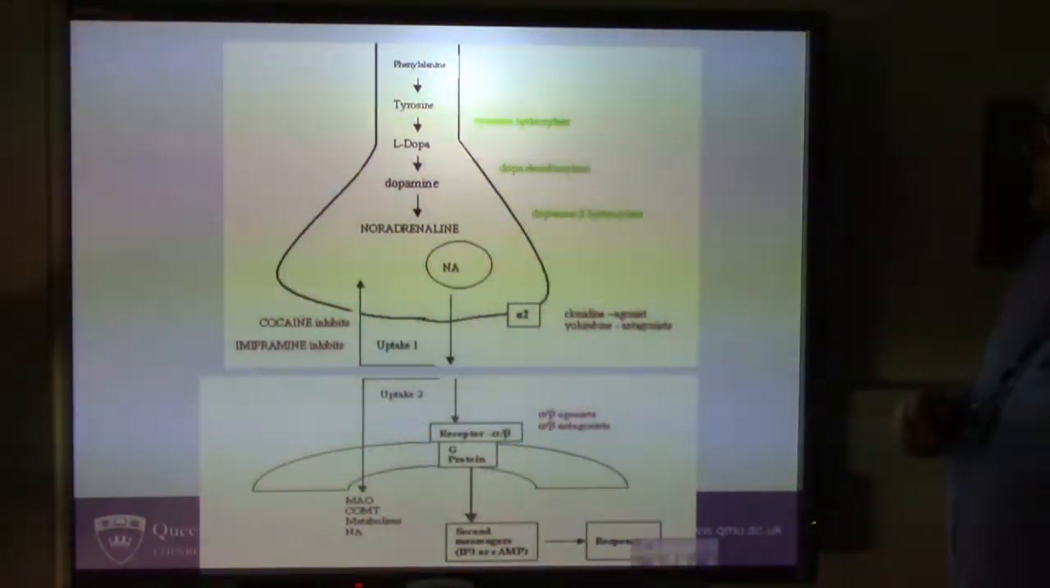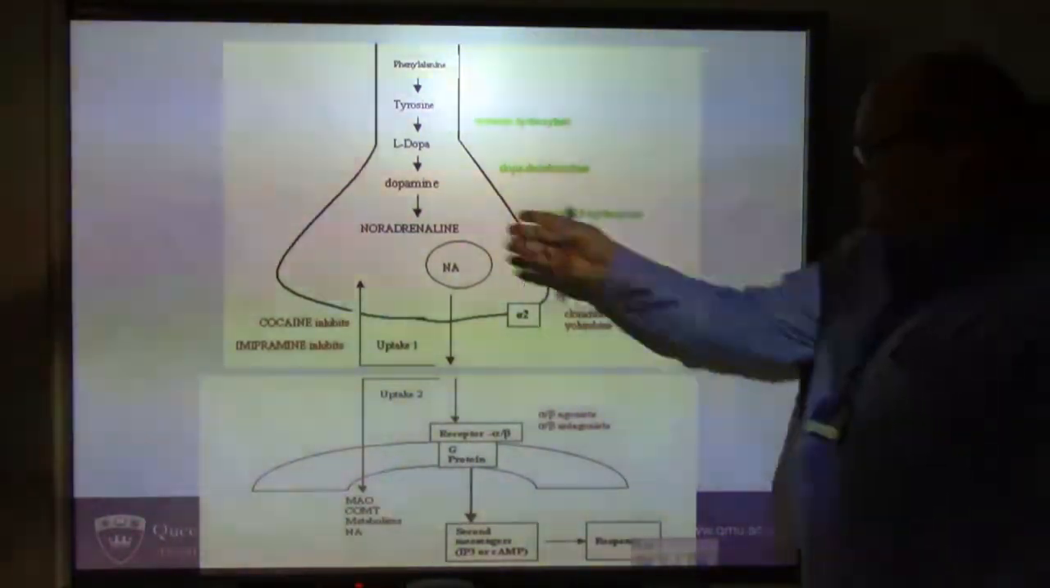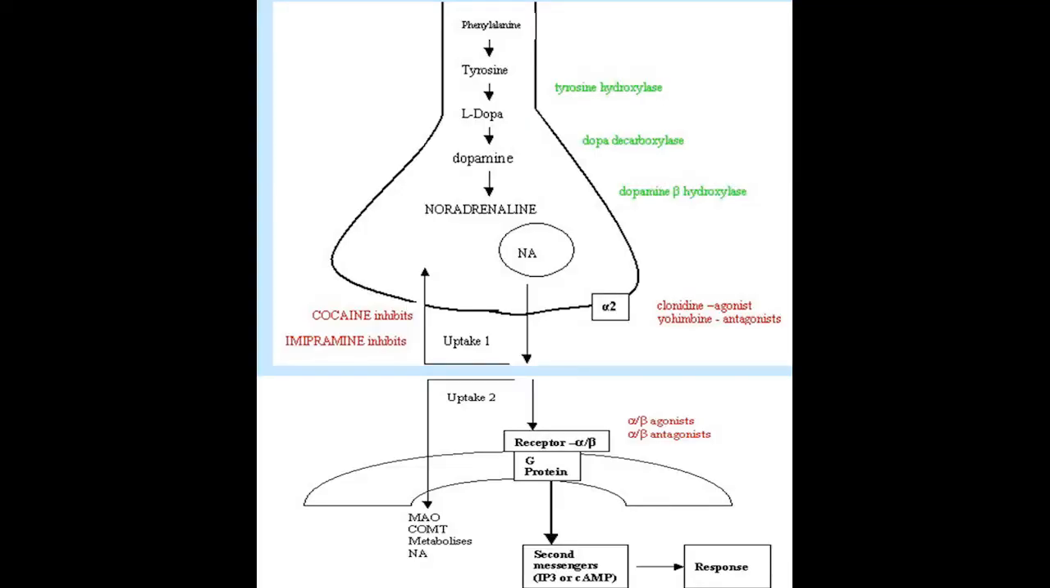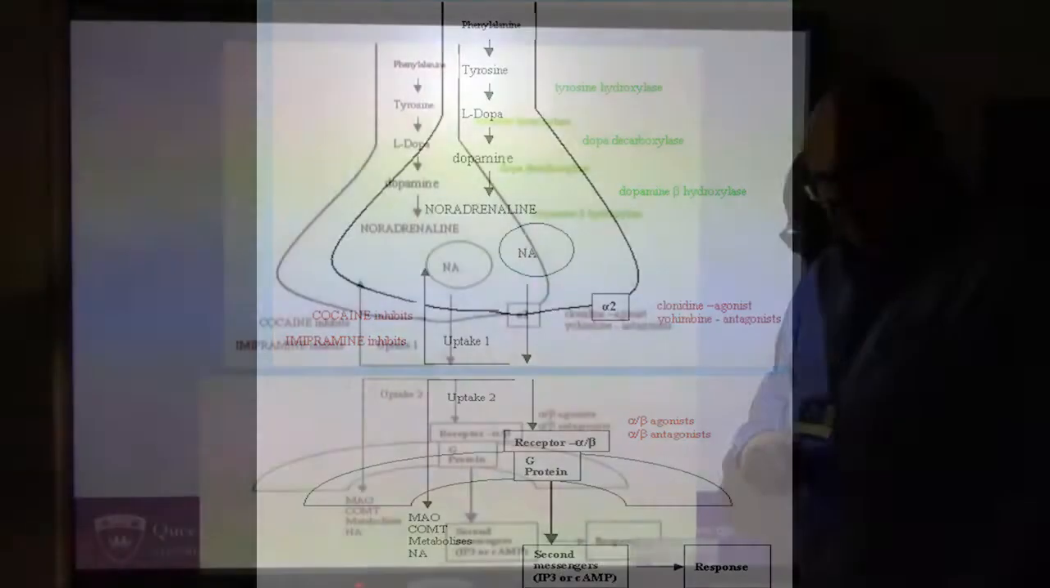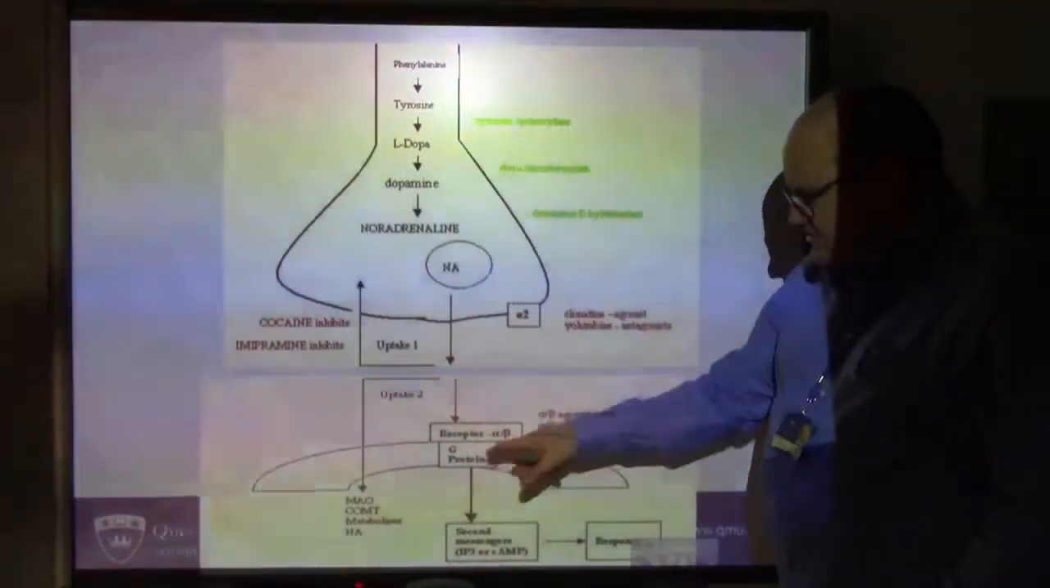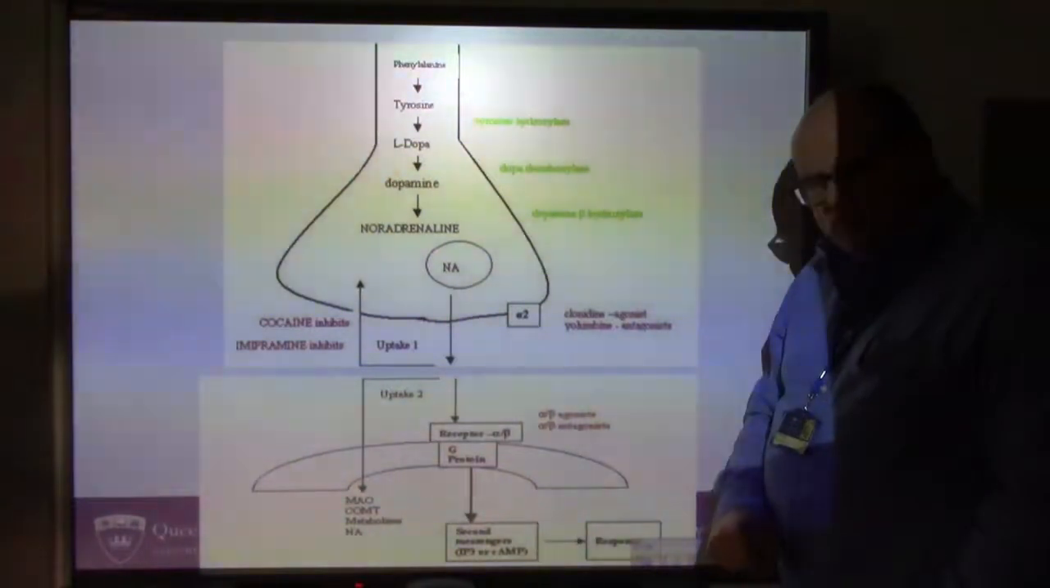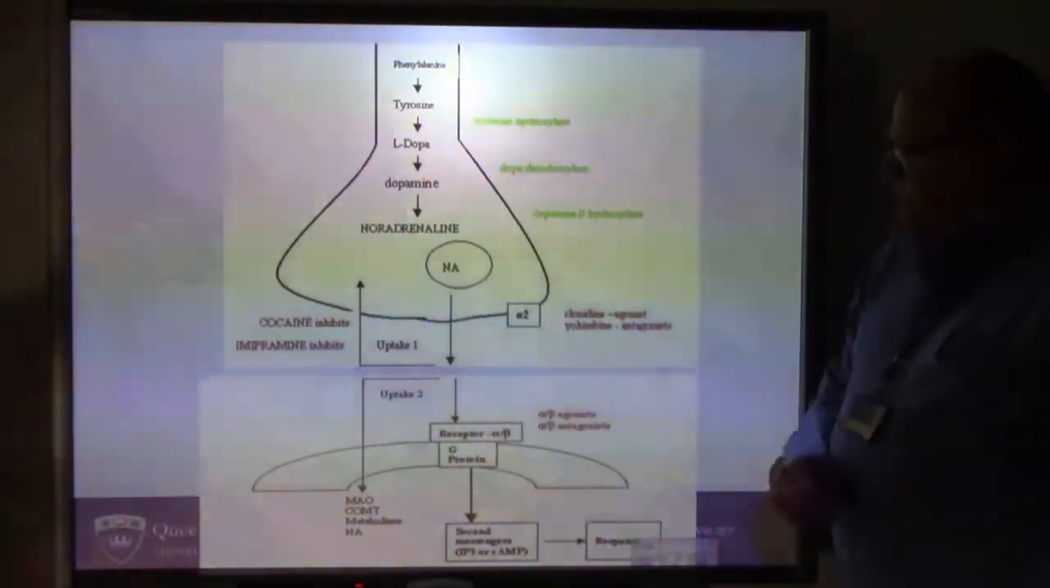Here's another example with noradrenaline. The presynaptic neuron produces noradrenaline. It gets put into a vesicle and it gets released. It goes across and works on its receptor. As we said previously, the adrenal receptors are G protein linked. They activate second messengers and produce their effect.